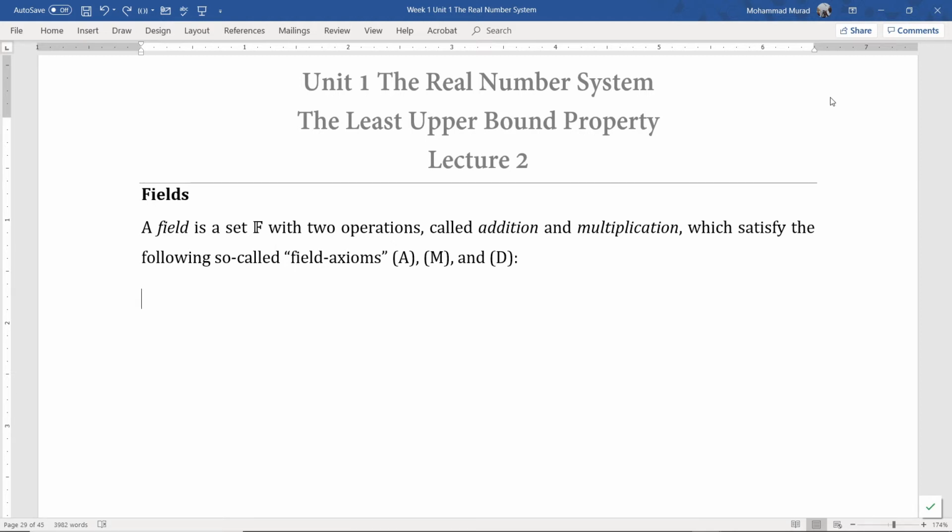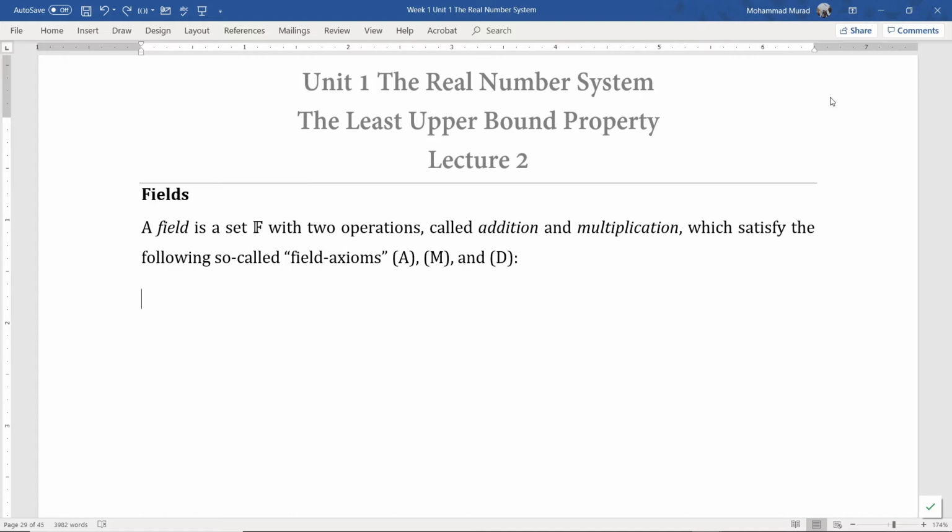Fields. What is a field? Fields are fundamental algebraic structures on which the operations addition and multiplication are defined. These structures are widely used in algebra, number theory, and many other areas of mathematics. Let's have a look at the formal definition.